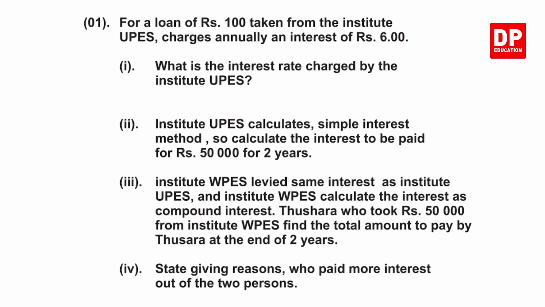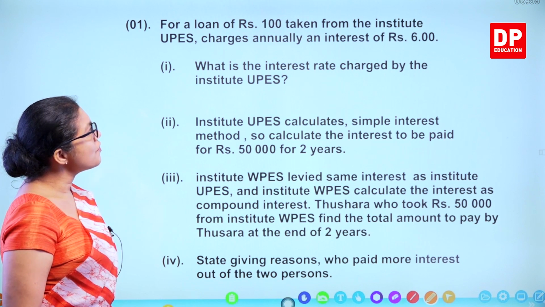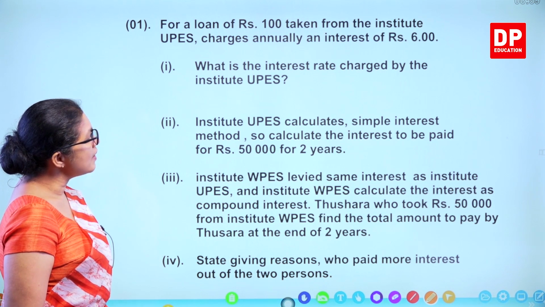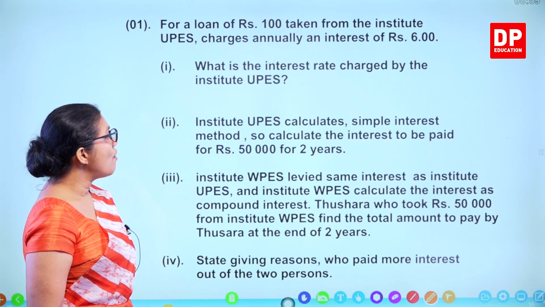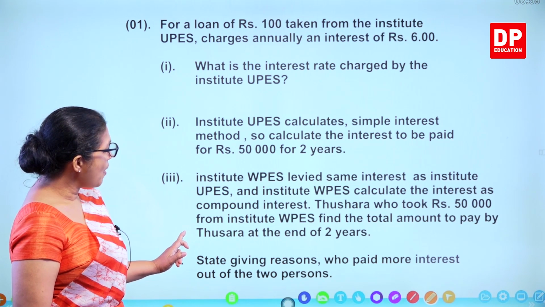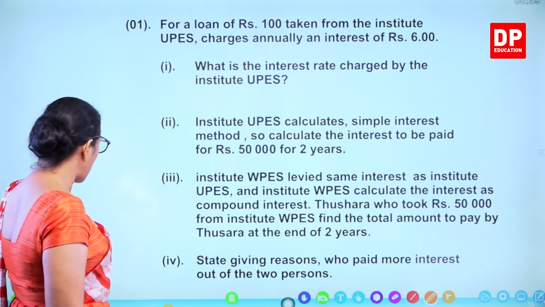This is the first question. For a loan of 100 rupees taken from the institute, UPES charges annually an interest of 6 rupees. What is the interest rate charged by the institute UPES? Institute UPES calculates the simple interest method. So calculate the interest to be paid for 50,000 rupees for 2 years. And this one is about compound interest. So we'll do those questions now.